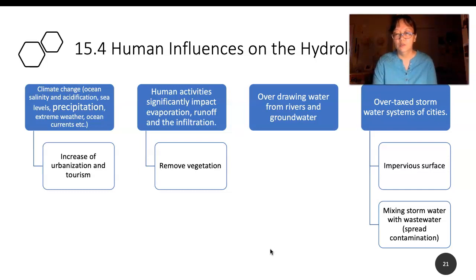And when the storm comes, when the flooding comes, we overwhelm our city system. And sometimes we mix the storm water with wastewater. That will make situations even worse. That spreads the contamination. And because of the buildings, the parking lots, shopping malls, we dramatically change the surface of the planet and make it impervious, right, impermeable. And that causes flooding. That makes the flooding and the storm even worse.